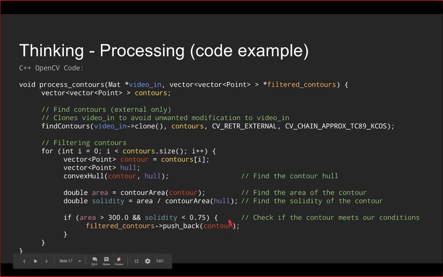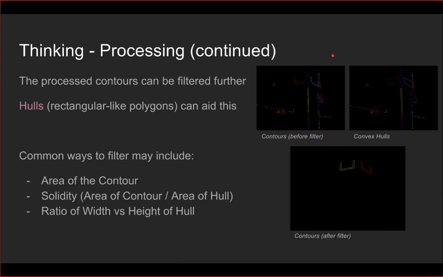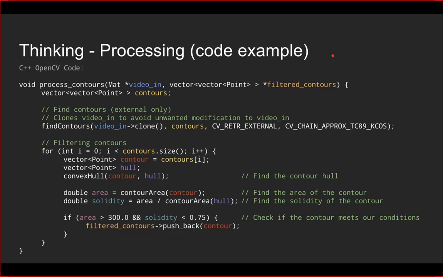This number can probably be dropped down a bit for this specific target, but this makes it so that we can see the target from a range of angles, since there will be a bit of error in there. And also from further away, it might appear differently. But anyway, if it matches those two criteria, we're going to push it into the filtered contours vector, which goes back out to the caller of this function.